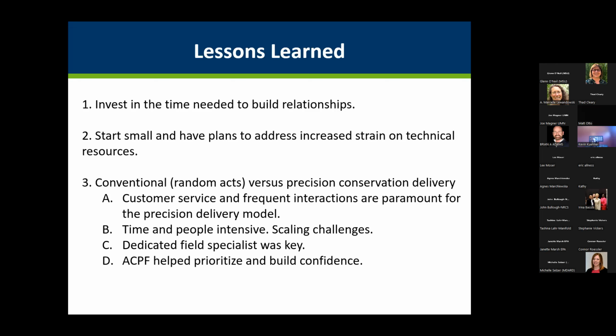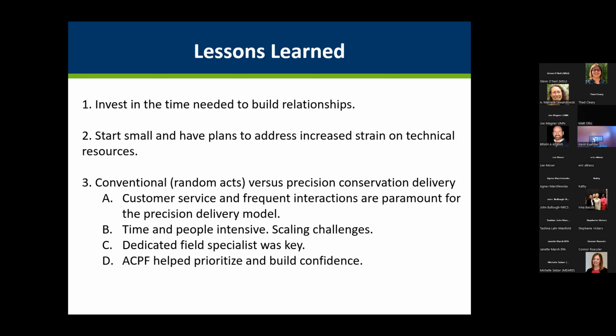But if you are looking at more of this precision conservation delivery model, using tools like ACPF and these other tools that are out there, it's really important to recognize just how important it is to have that really high quality customer service, because a lot of this requires frequent interactions, and it's really paramount, I think, in that latter conservation delivery model to have that. Again, it's very time and people intensive, and that can be challenging in terms of how you scale that up to larger watersheds, and that's something that we continue to talk about.